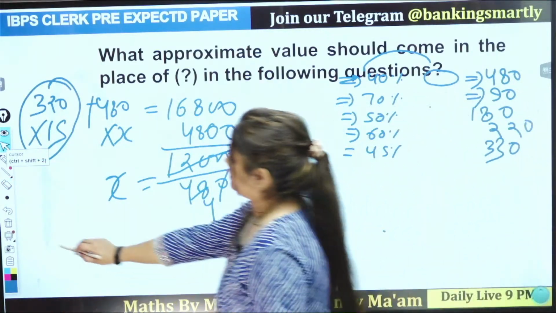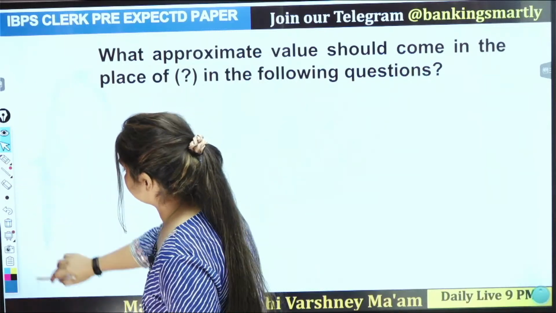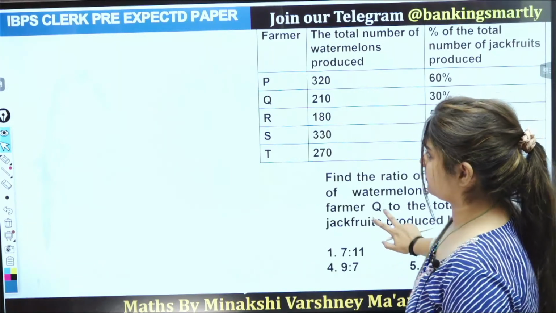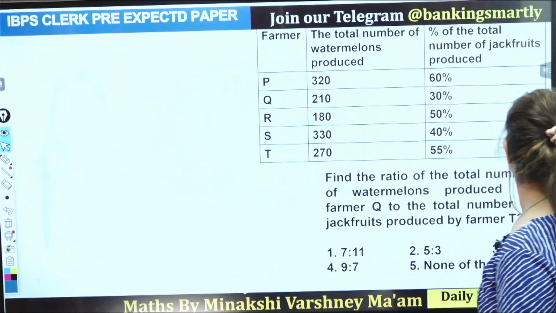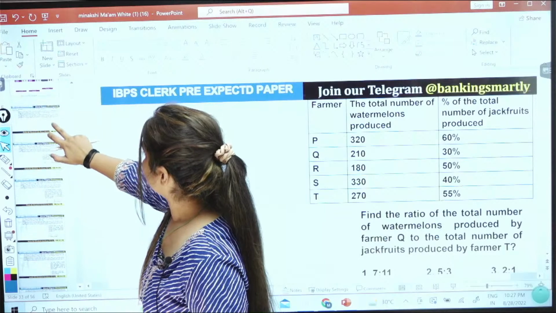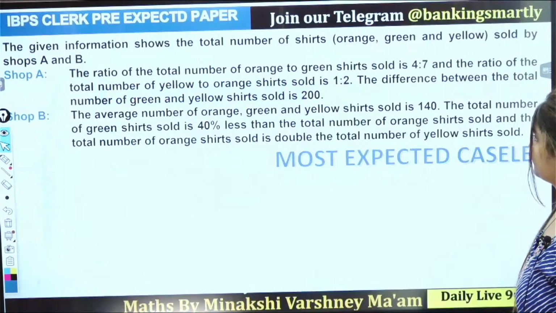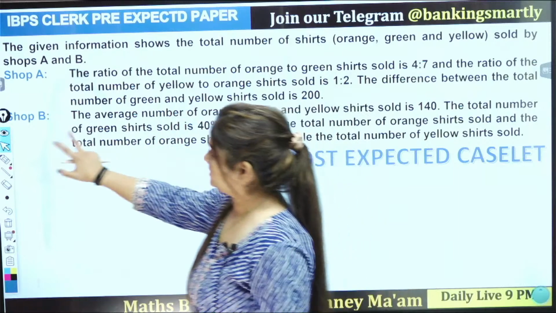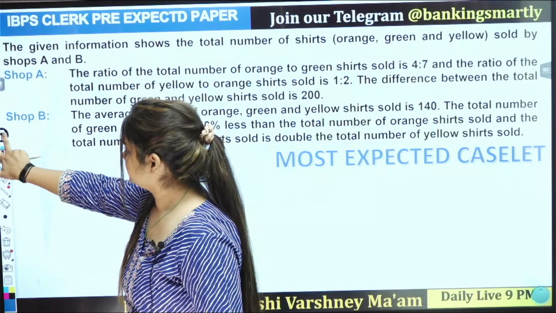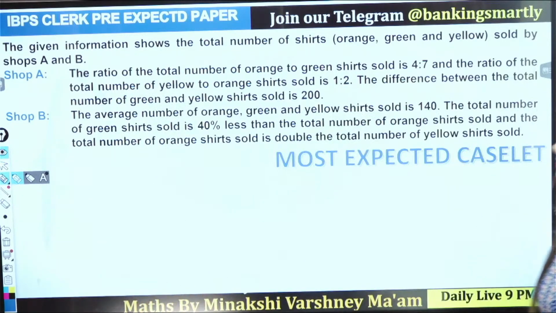Now we are done, and we have only a caselet here. 1 minute. We can expect this kind of caselet in your IBPS clerk, most expected. So first, you give one try for this.